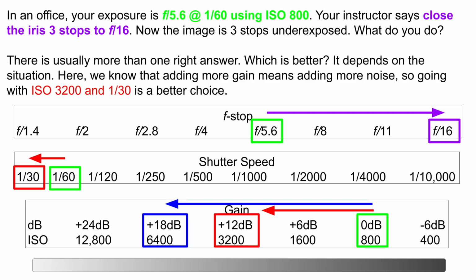So if there's more than one right answer, is one better? Sometimes yes, sometimes no. In this particular case, remember that I told you, as you add gain, you add video noise. So the more gain you add, the more noise you add. I want to minimize the amount of noise that I'm adding to this picture, so the solution I'm going to choose is to slow the shutter speed by 1 stop, so I only have to use 2 stops of gain, rather than using 3 stops of gain.